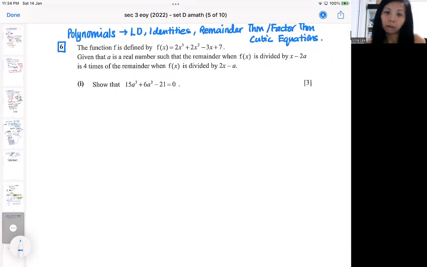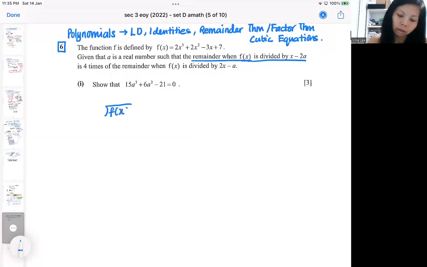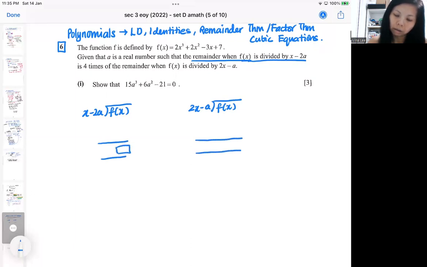You are given a cubic function f(x), and the question is, first of all, I need to show a cubic equation in A, and the given information is regarding the remainder. Okay, so there's two situations. This f(x) can be divided by this, or this f(x) can be divided by 2x minus a. So there are some relationship about their remainder. So the remainder here is actually 4 times the remainder here.